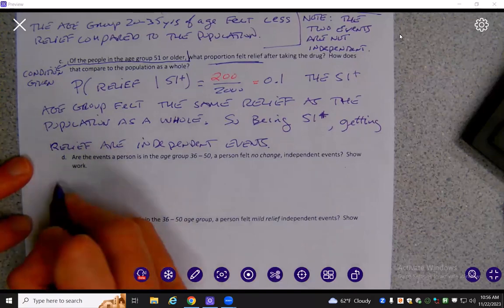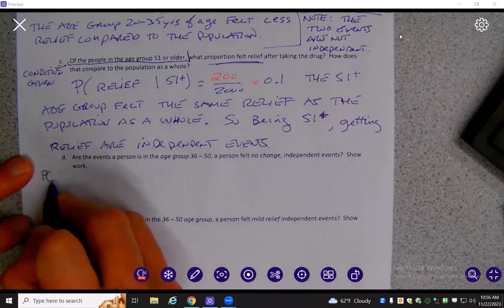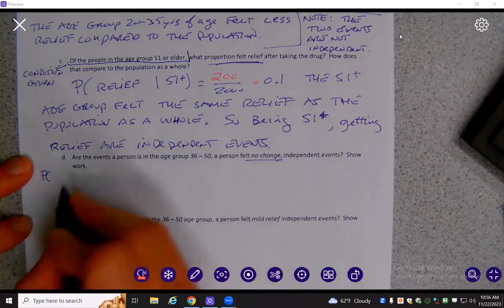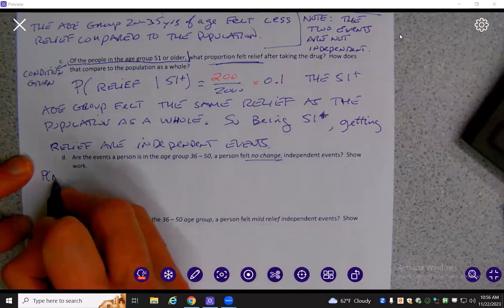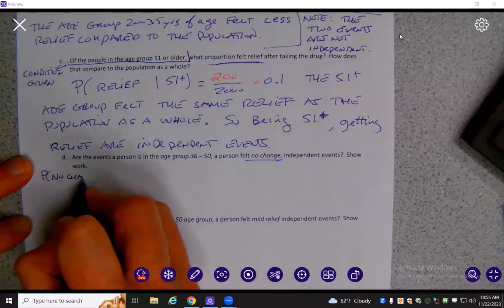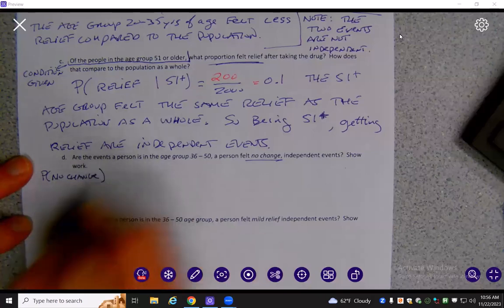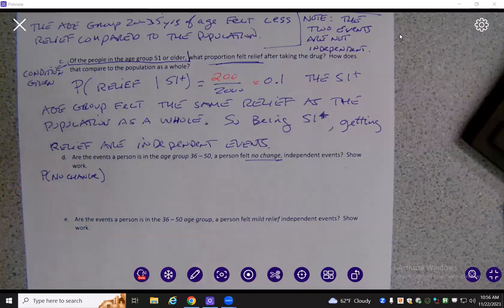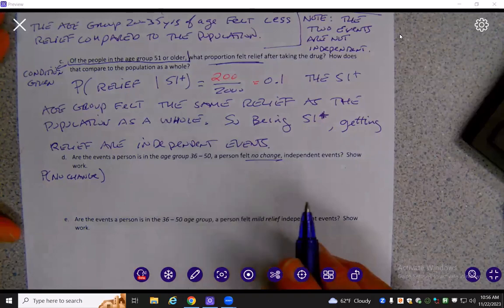I'm going to go felt no change. So I'm going to go no change. So I have to take one of them. Does it matter which one you take? It doesn't really matter. If I want to show independence, I just need to grab one of them and find it in terms of the population. So I'm going to just find no change first.